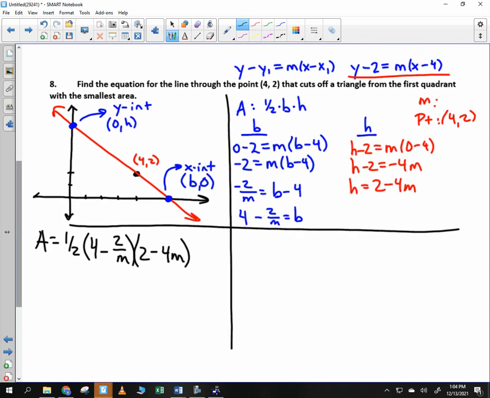Look at the beauty of the problem. I mean, isn't it nice? We're trying to figure out m, aren't we? And look at our equation here. The variable we ended up with was m, wasn't it?